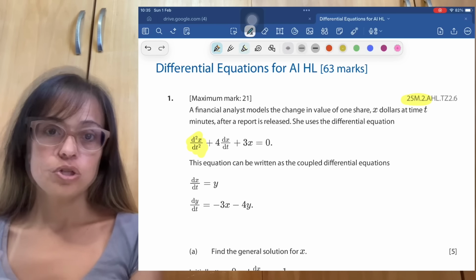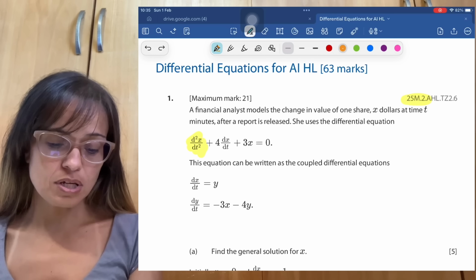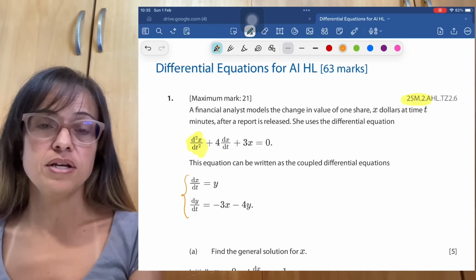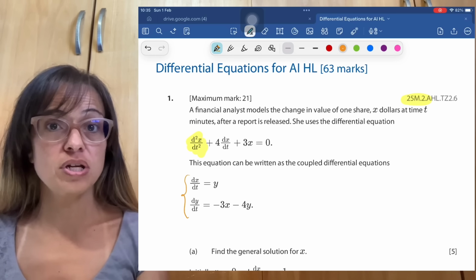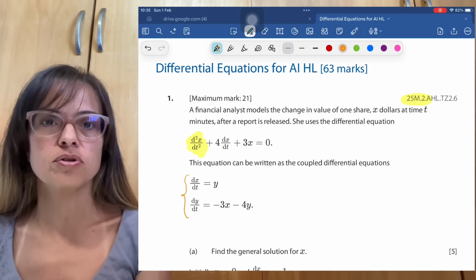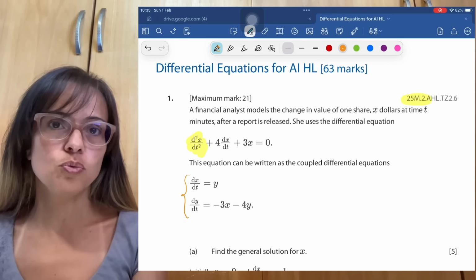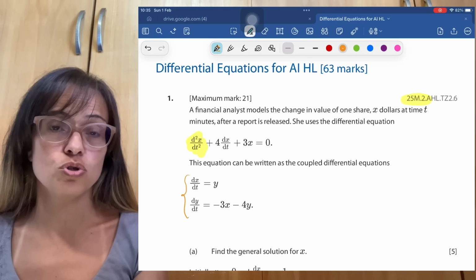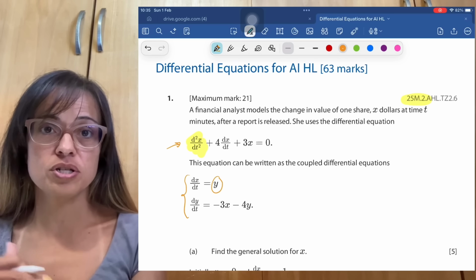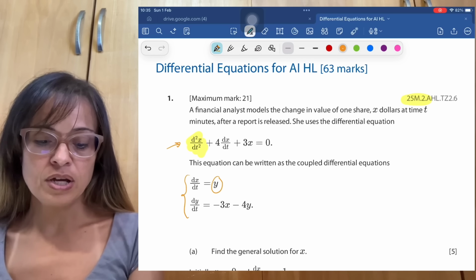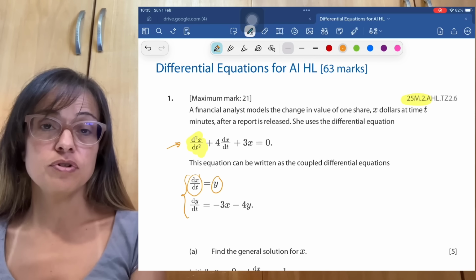So this trick, this substitution that he is mentioning right here, is what you should always do with a second order differential equation, even if he doesn't say so. This particular question was helping you and reminding you that this is what you're supposed to do. There was no y in the original equation. You're just creating that variable and saying that it is the derivative of x.